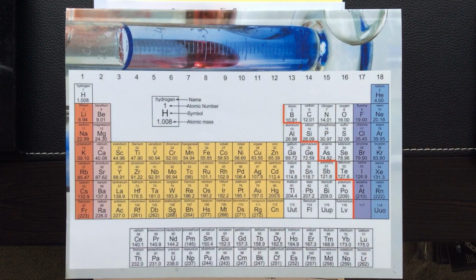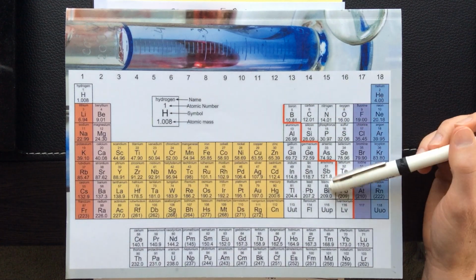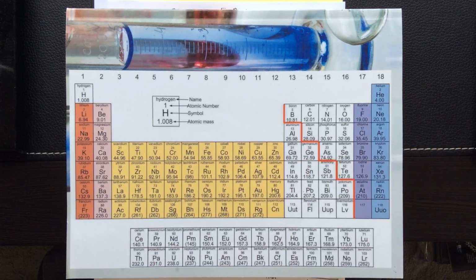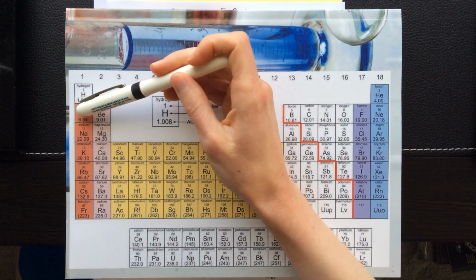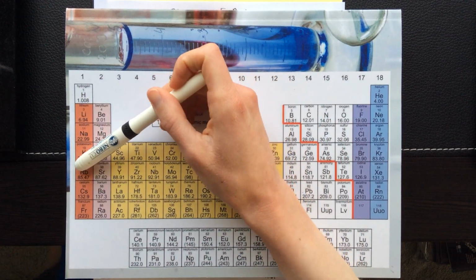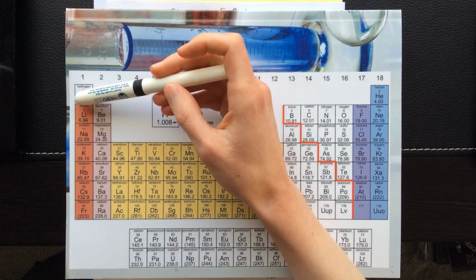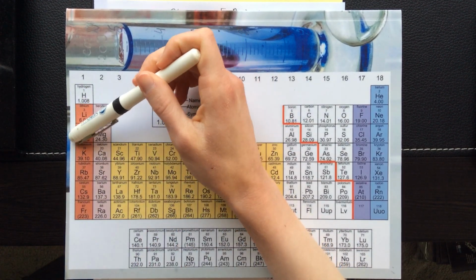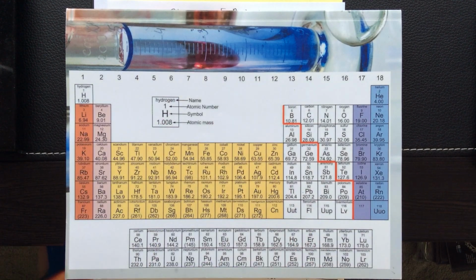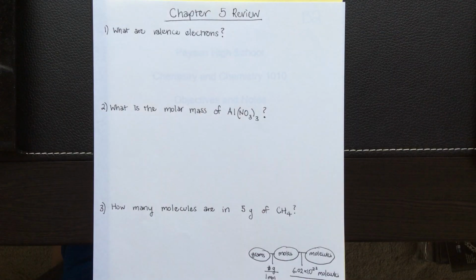And you want to remember the elements that are in the same column are similar to each other because they have the same number of valence electrons. So for example, lithium and sodium and potassium all react in a similar way. They're all pretty explosive with water because they all have just one valence electron. So that's an important thing to remember.